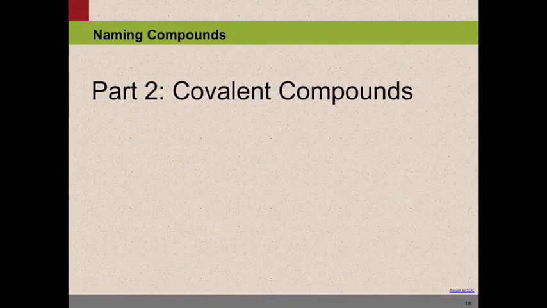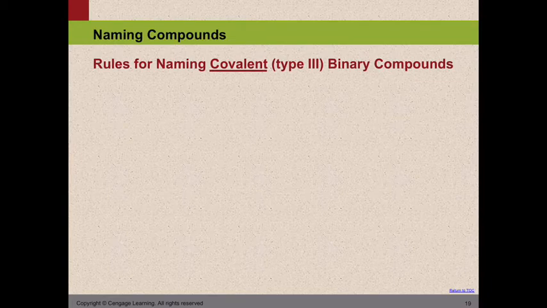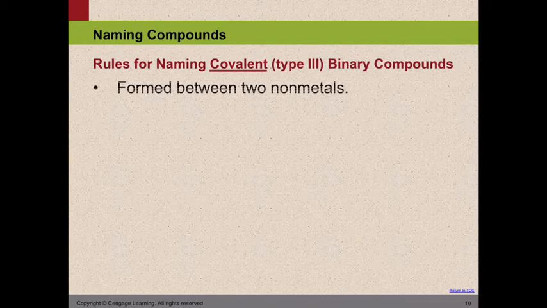Part 2, Covalent Compounds. First thing you need to know is that we're going to be looking at covalent compounds, which are always formed between 2 nonmetals. When you look at the periodic table, get your little sketch here.